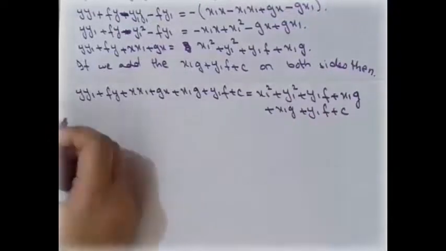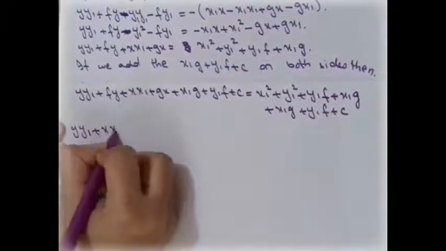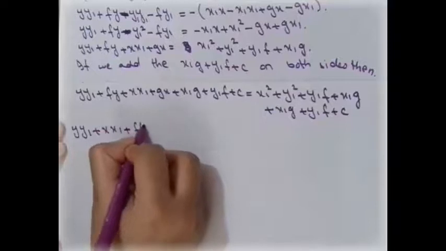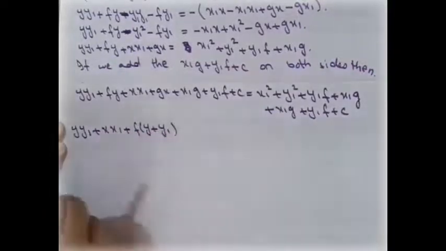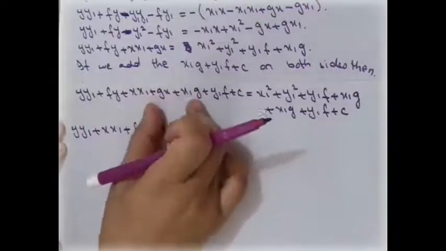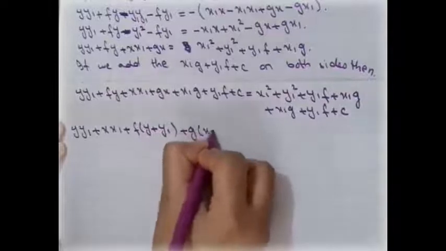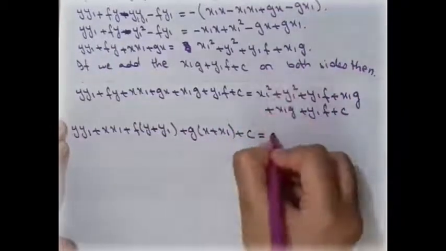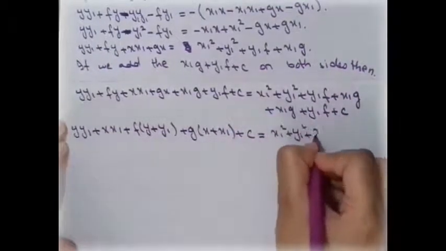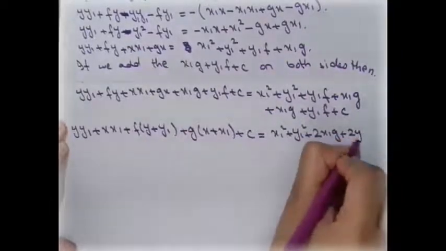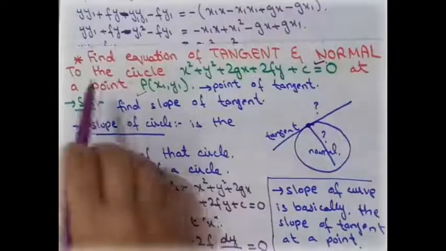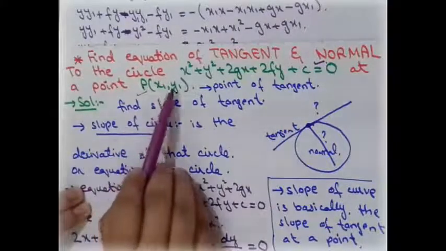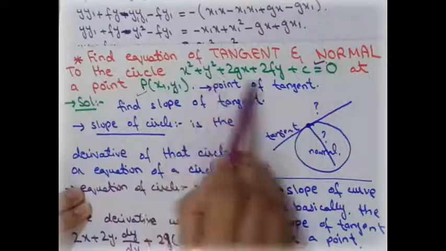c. Then y y1 plus x x1, and if we take a common term which is f, then we can write it as plus f times y plus y1, and if we take a factor g on these two terms, then we can write it as x plus x1, plus c, which is equal to, as this factor is 0, as I write it, x1 square plus y1 square plus 2x1g plus 2y1f plus c, because this is the given equation of a circle, and this term is equal to 0, and x1 and y1 is a point which lies on the circle with this equation.